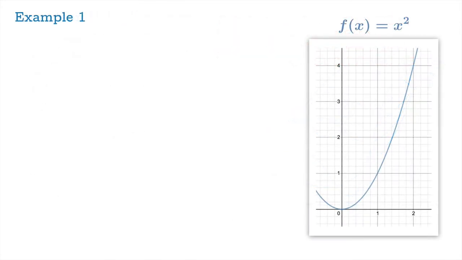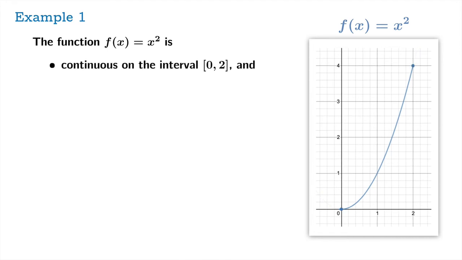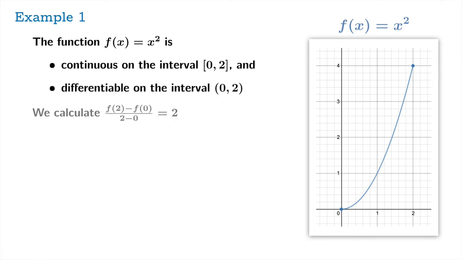So let's look at an example. Here's the function x squared. Now we know that x squared is differentiable on the whole real axis. So when we restrict to the interval from 0 to 2, it's certainly going to be continuous on the closed interval from 0 to 2, and it's going to be differentiable on the open interval from 0 to 2. And we can calculate the average rate of change over the interval 0 to 2, and it turns out to be 2. And we'll notice that the formula for the derivative function is 2x.